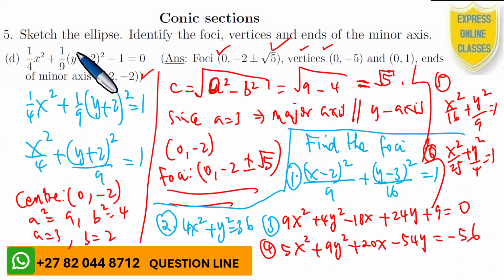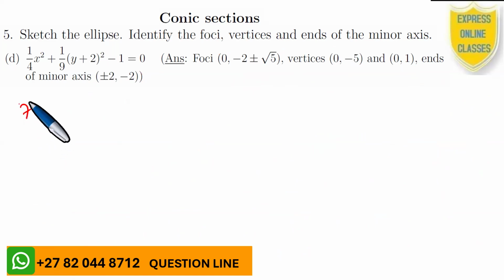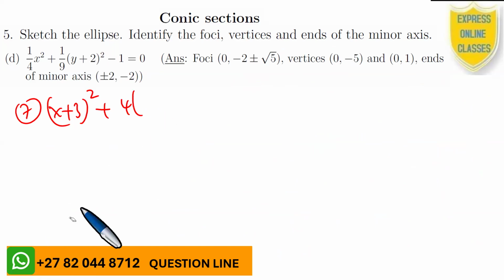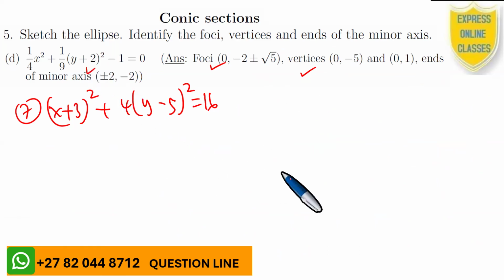You also try to find this one, x plus 3. This is number 7. You can write here number 7. (x plus 3) squared plus 4x, (y minus 5) squared is equal to 16. You find the foci, the vertices, and also the minor axis endpoints.